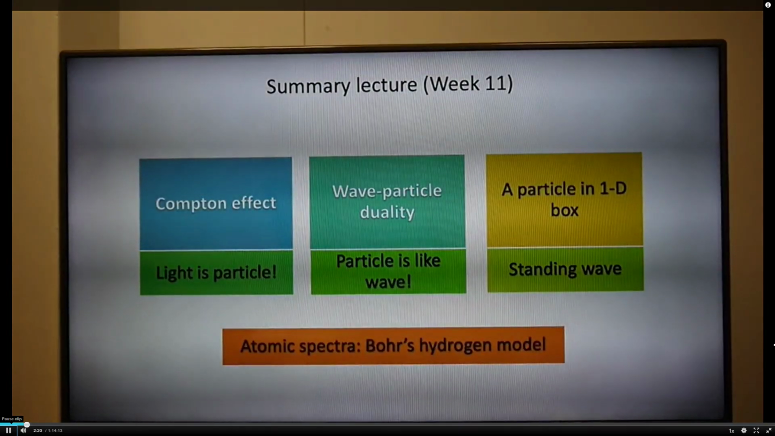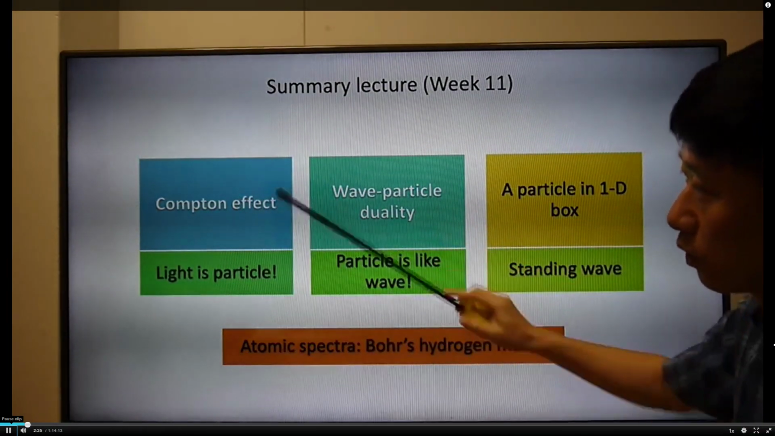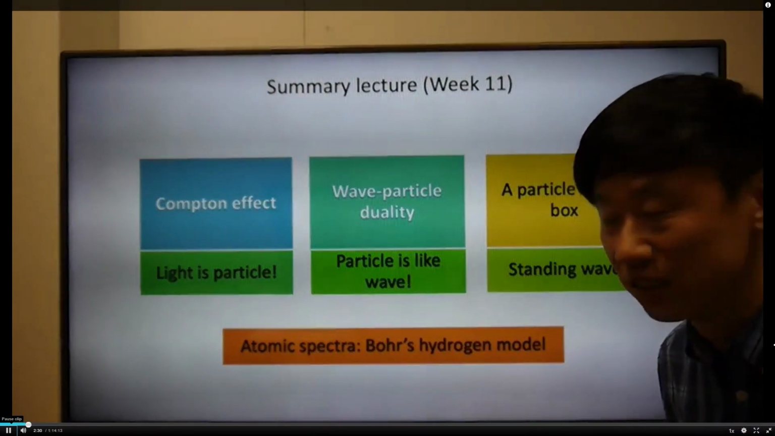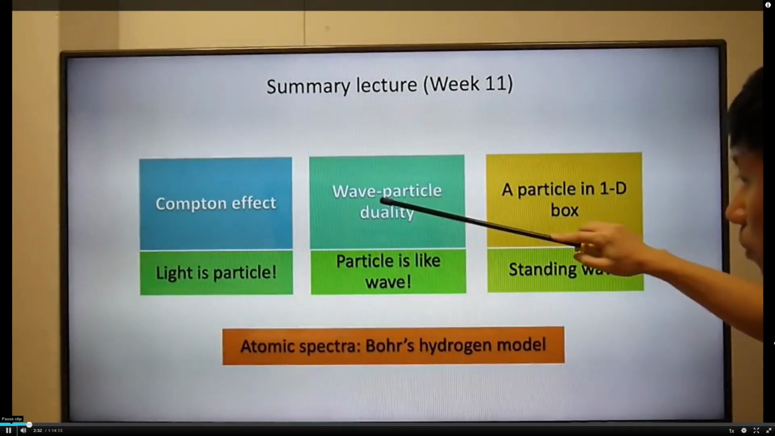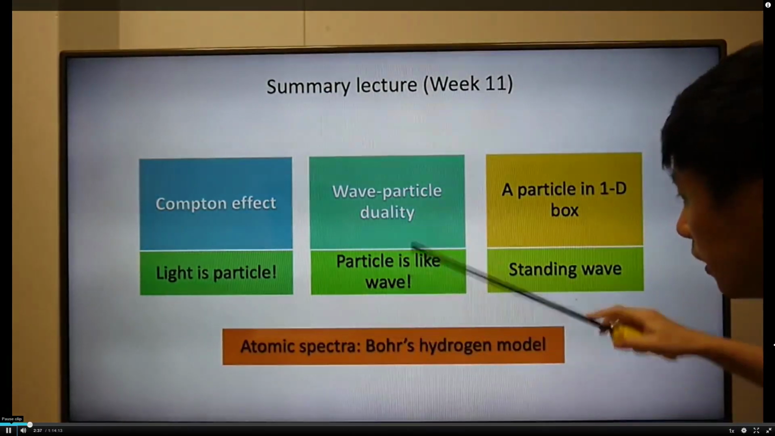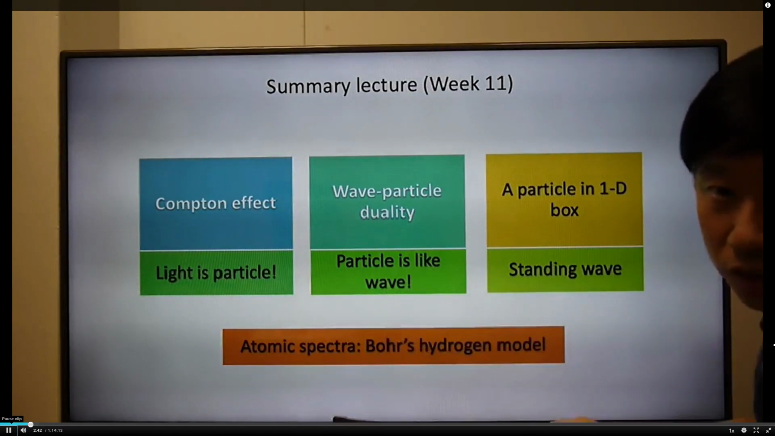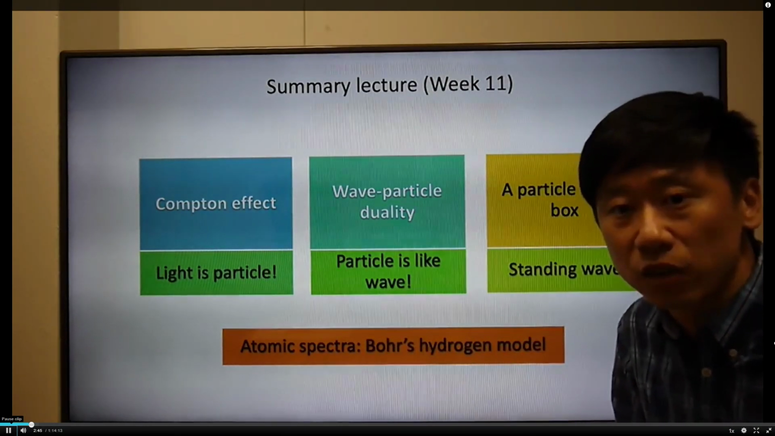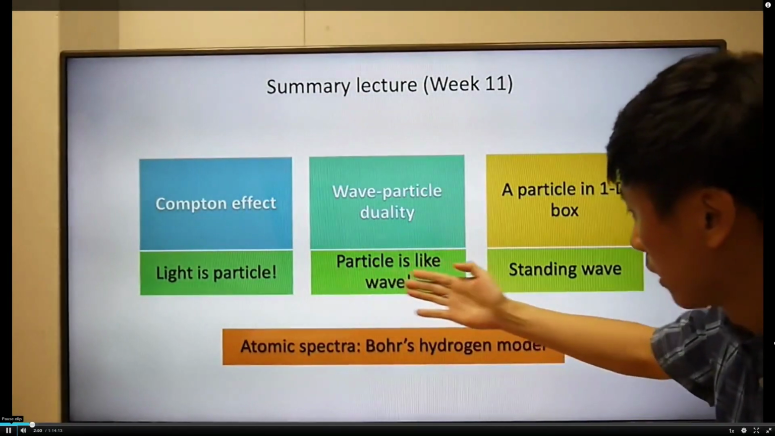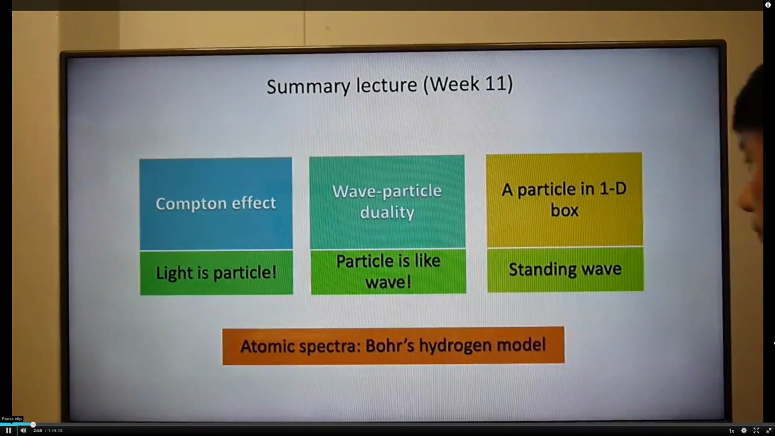So we can observe the sharp spectrum from specific atoms, and the Compton effect and wave property of the electron. Okay, so there are 4 parts in this week 11. Compton effect: this experiment tells you that light is a particle. And the wave-particle duality was suggested by de Broglie. Here the particle is like a wave. Especially the electron is considered a particle, but in some situations the electron behaves like a wave.